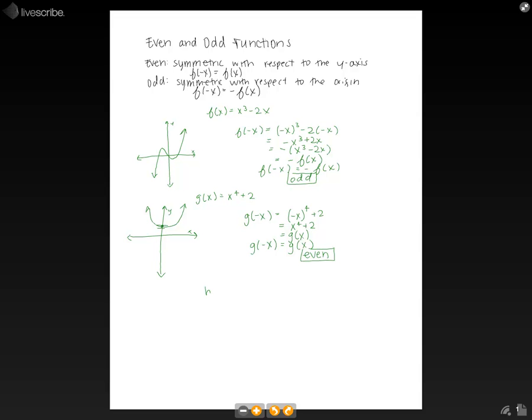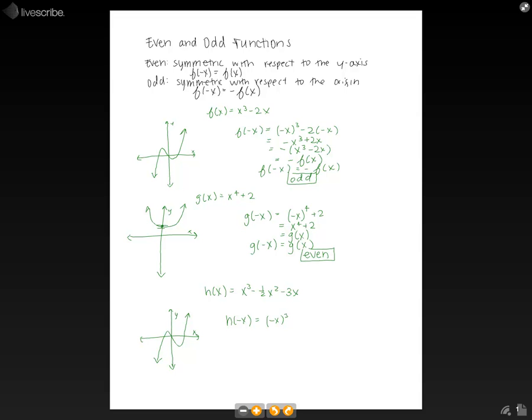Let's try one more. h of x equals x cubed minus 1/2 x squared minus 3x. So drawing a rough sketch of this gives us something that looks like this. So it would appear that this is symmetric with respect to the origin, but let's test this algebraically. So we're going to insert a negative x into our function.